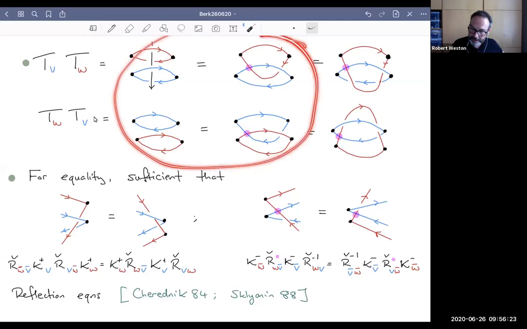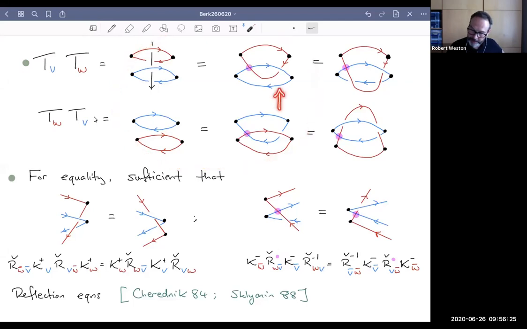So this is just the oppositely colored version of this. And then you pull this thing through here using the standard relation. And so these two things commute if these two right-hand sides are the same. And a sufficient requirement for that is I can pull this blob through down to here. And that's the reflection equation.